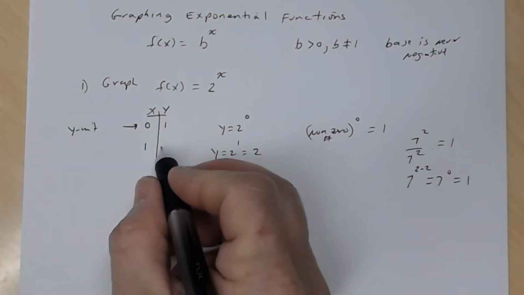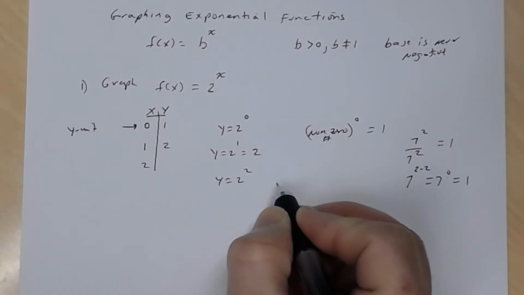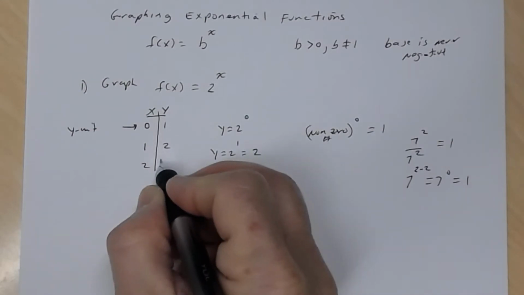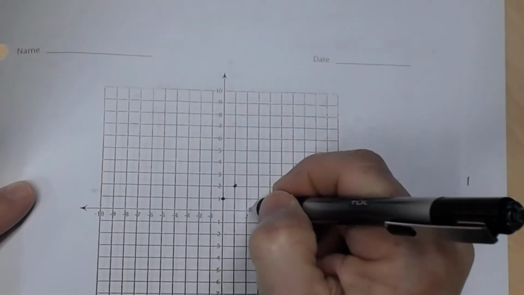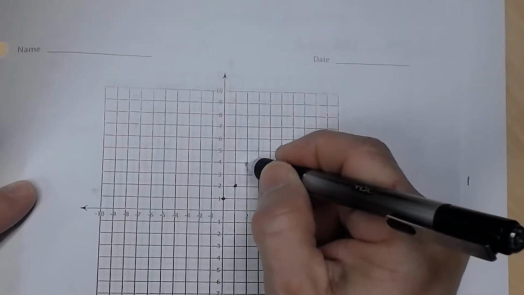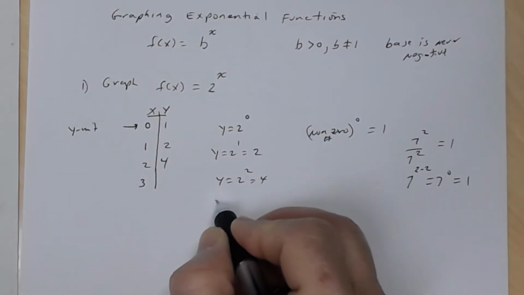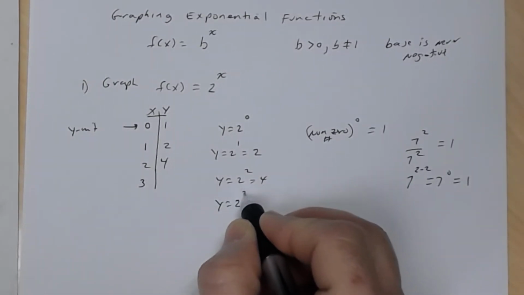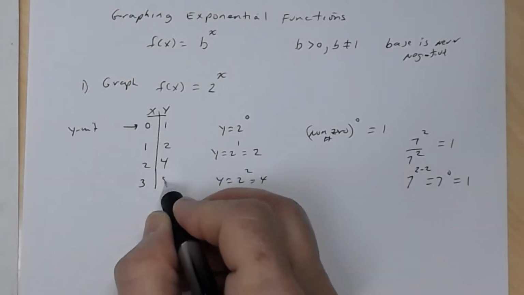If x is 2, I get y equals 2 squared, and 2 squared is 4. So I'm going to plot the point (2, 4), which is here. If x is 3, I get y equals 2 cubed, and remember 2 cubed is 8. So I'm going to plot the point (3, 8).